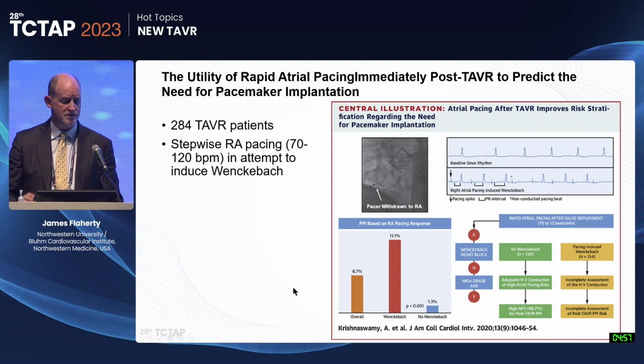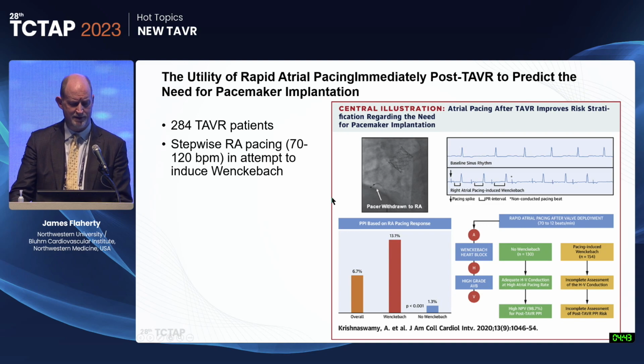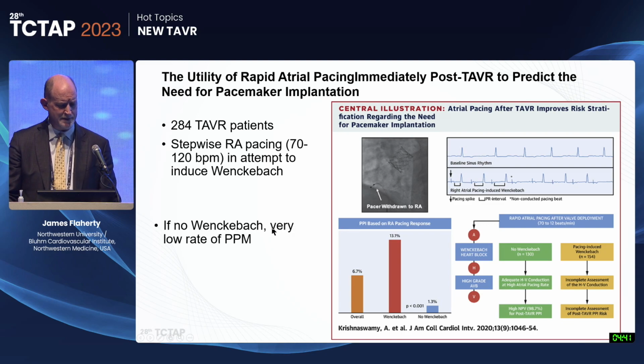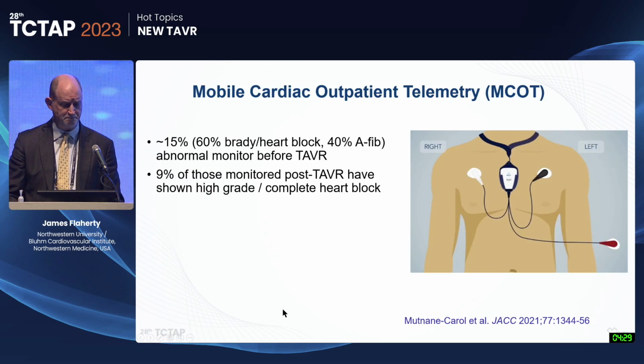And this is another study out of Cleveland looking at pacing the right atrium after TAVR deployment. Basically what you do is you pull your pacemaker back, you put it in the right atrium, and you do stepwise pacing, 70, 80, up to 120, and you look to see if you induce Wenckebach. And if you don't induce Wenckebach, even if you have a left bundle, pacemaker rates are 1%. So that tells you that there's a very good chance that this patient is ready for discharge either the same day or the next day without the need for a pacemaker.